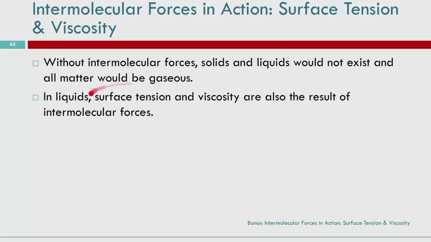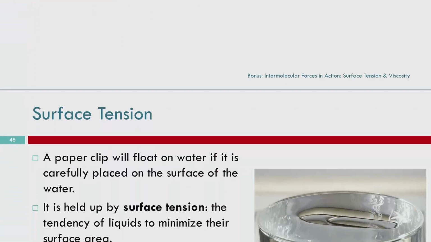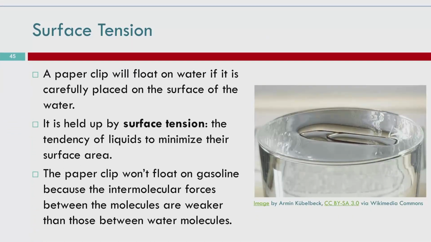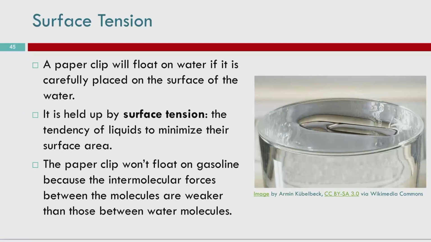In liquids, we have surface tension and viscosity, which are the result of intermolecular forces, and we'll talk about those briefly. So surface tension: something you can do with surface tension with water is set a paper clip on it. If you set it gently enough on the surface of water, it'll float there because it's light enough, and the surface tension of the water holds the water together, sort of like pushing out things trying to get in.